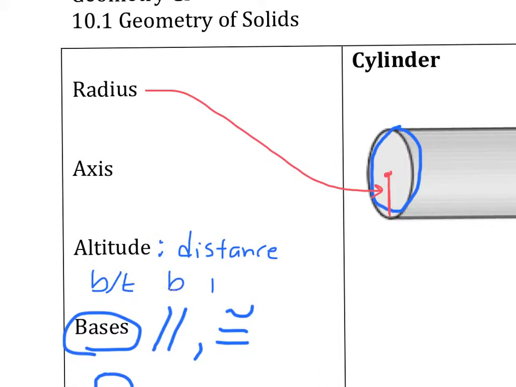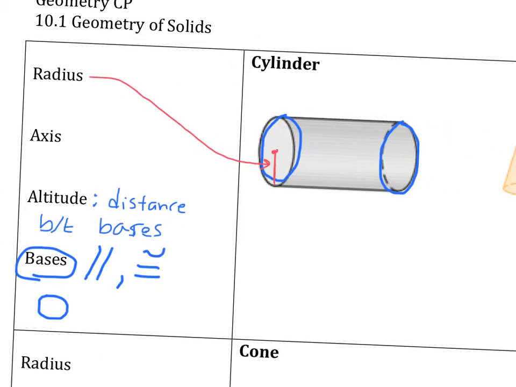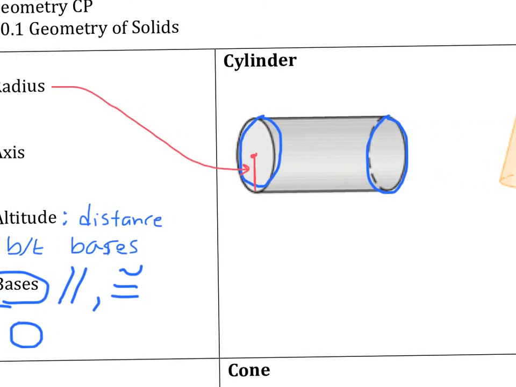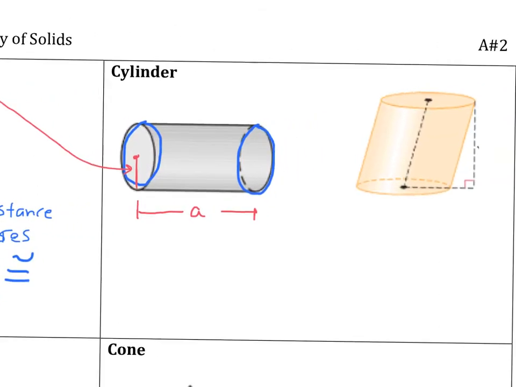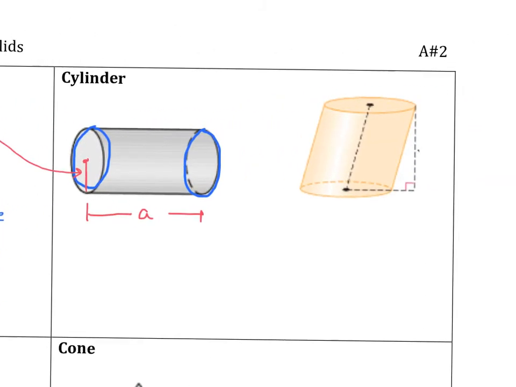So find the bases first, and that helps you find everything else. So in this case, this is going to be my altitude. We'll call it A for altitude. And in this one over here, the distance between the bases is right here. That's my altitude. Notice that this is not my altitude because of the slant.